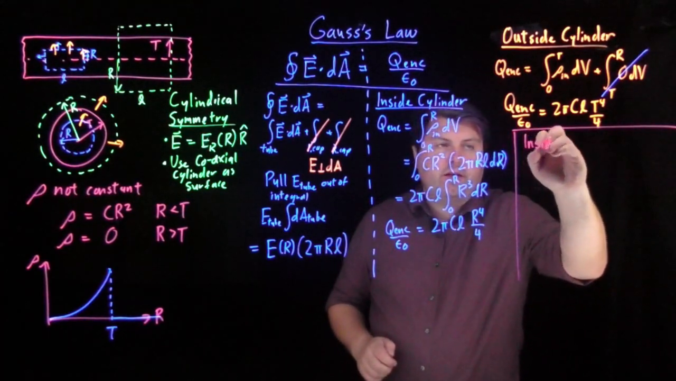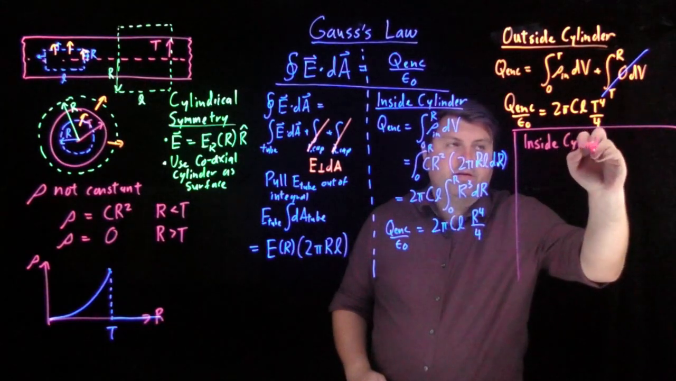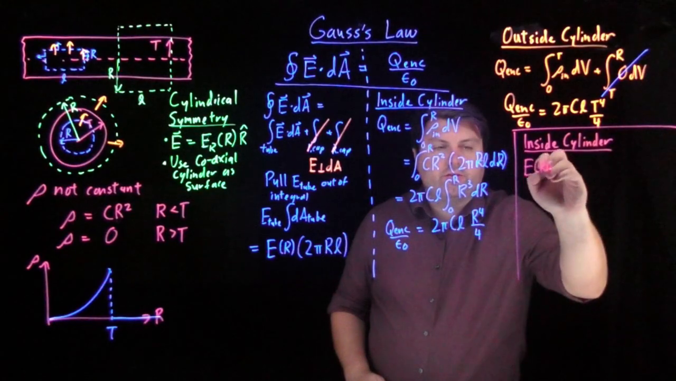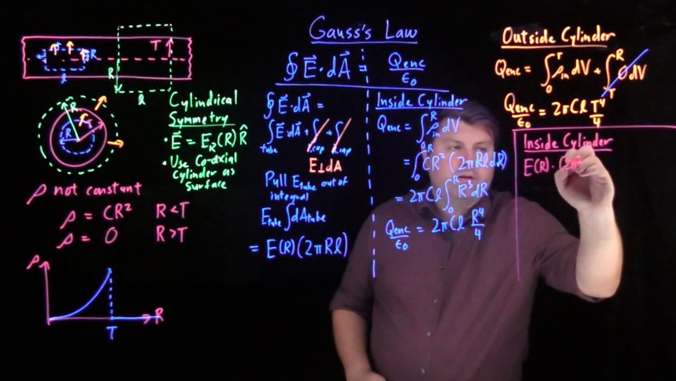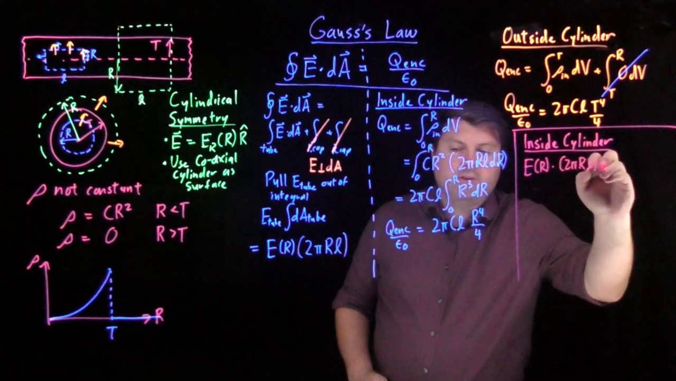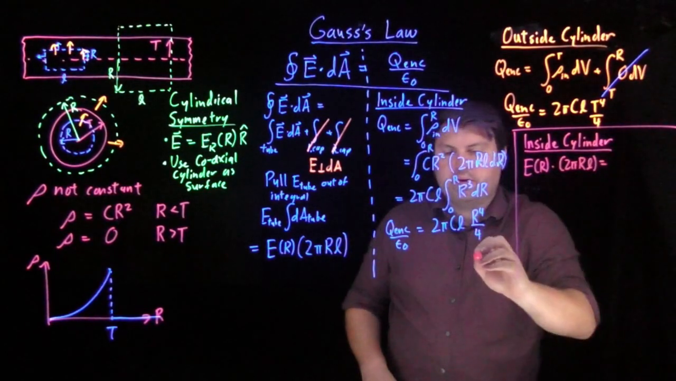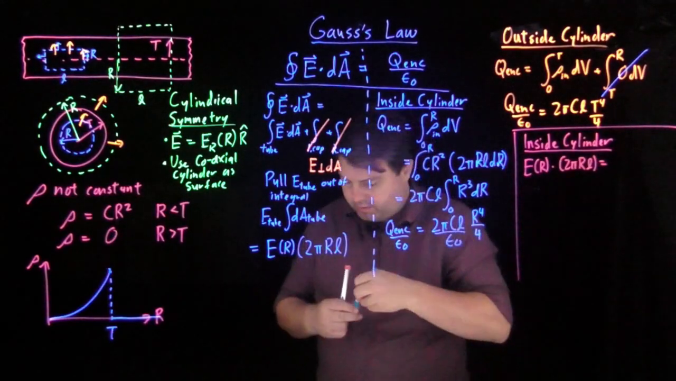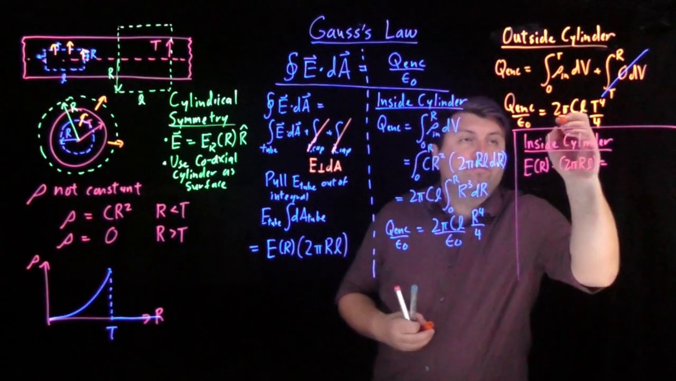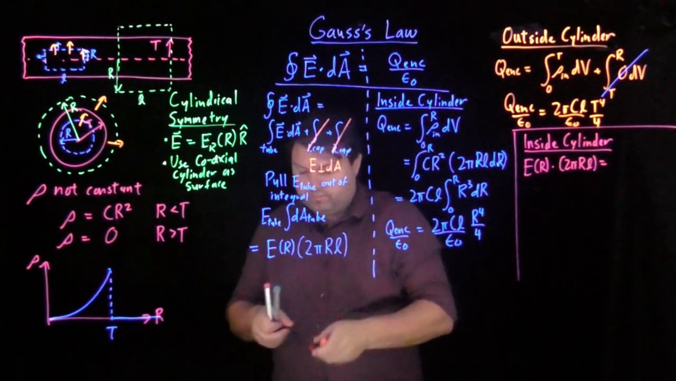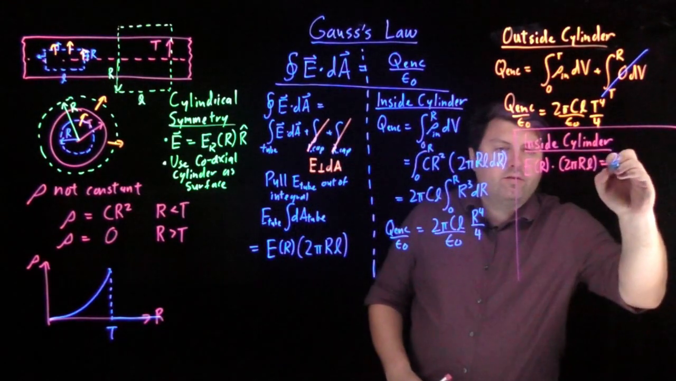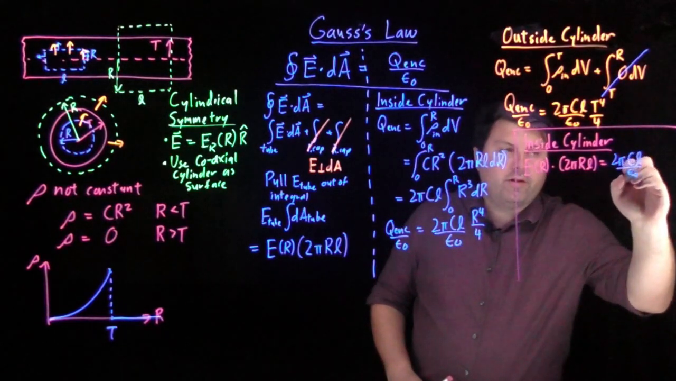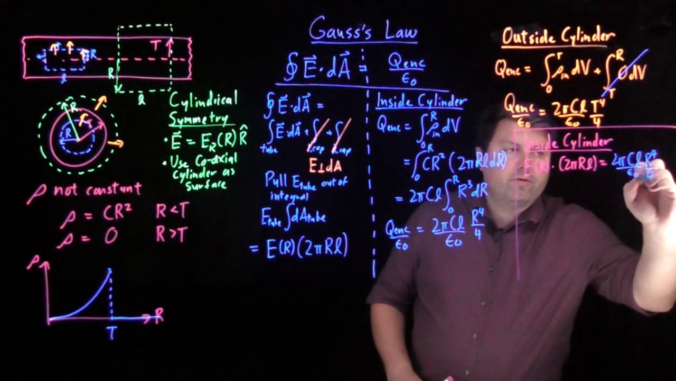So we have inside our cylinder, we have E as a function of R times 2 pi R L is equal to our Q enclosed over epsilon naught. We divide by epsilon naught, which gives 2 pi C L over epsilon naught R to the fourth over 4.